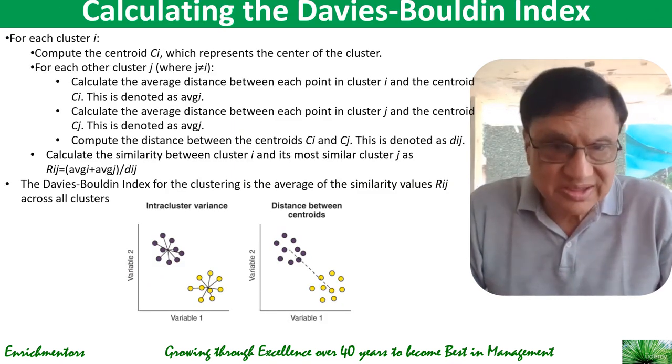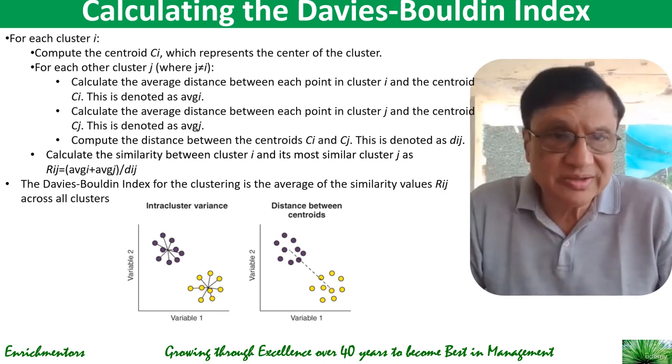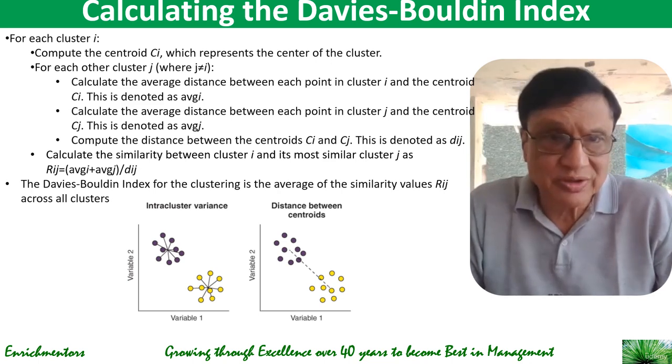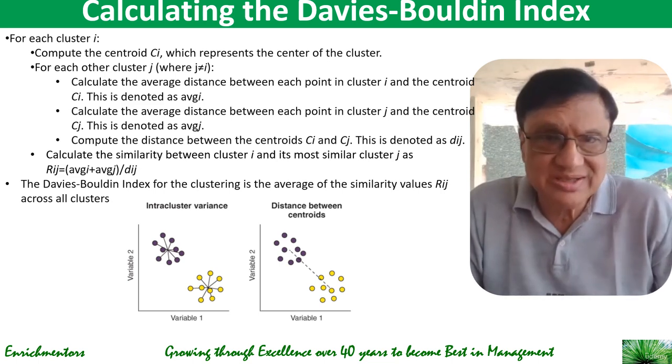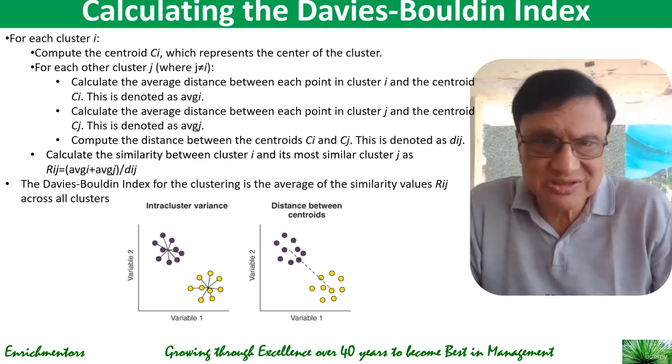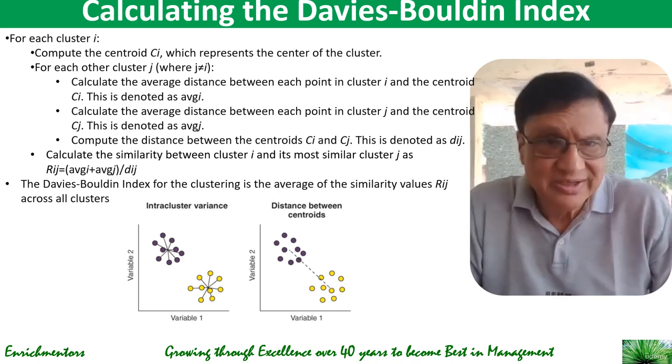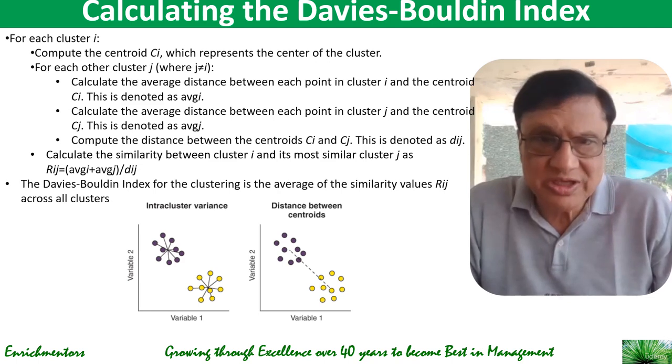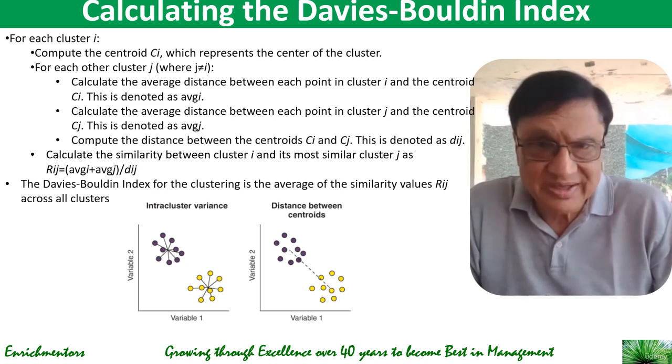For each cluster that you see here, you compute the centroid Ci for the cluster i, which represents the center of the cluster. Then for another cluster j, where j is not equal to i, you calculate the average distance between each point in cluster i and the centroid Ci, and this is denoted as average i. Similarly, you calculate the average distance between each point in cluster j and the centroid Cj, denoted as average j. And then you calculate the distance between centroid Ci and Cj, and that is called Dij.